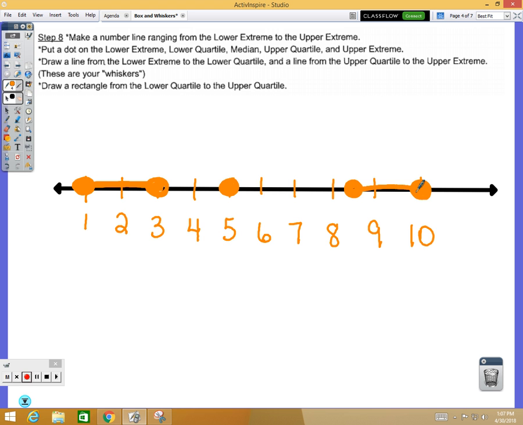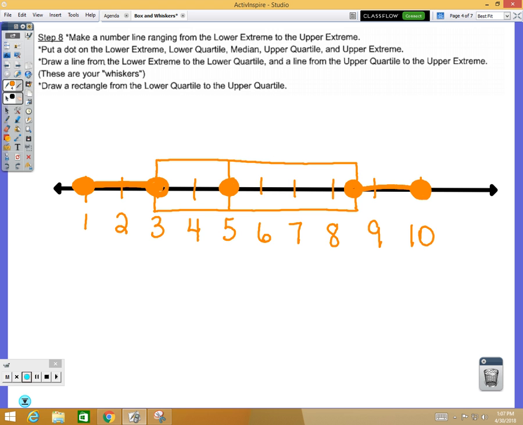And lastly, we're going to draw a rectangle from the lower quartile, 3, that goes to the upper quartile, 8.5. Okay, and I'm going to draw a line straight down from that median. So this is what a box and whisker looks like. Some of you may remember seeing those from last year. Once we have it drawn, I'll explain what this means.